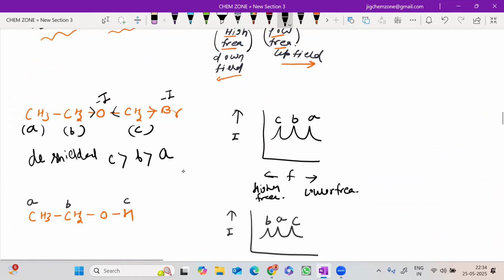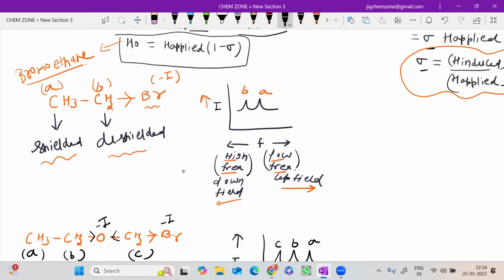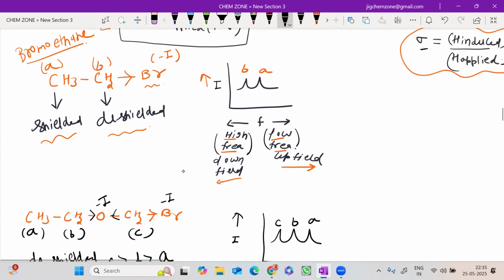Now, back to that point, if it resonates at lower frequency, you will get an upfield in comparison to the TMS. That means shielded nuclei resonate at lower frequency, and in comparison to TMS, they are upfield.